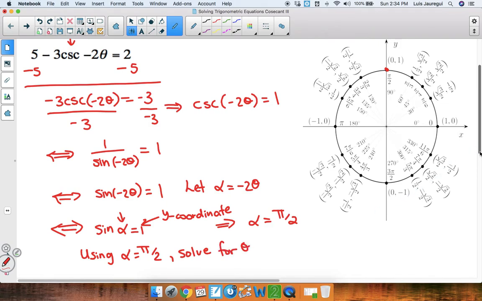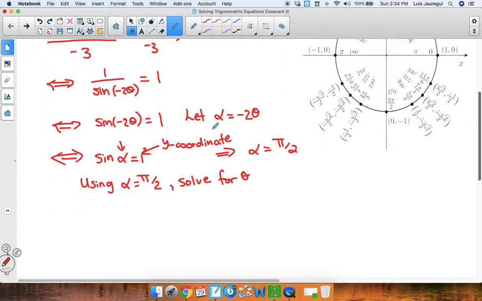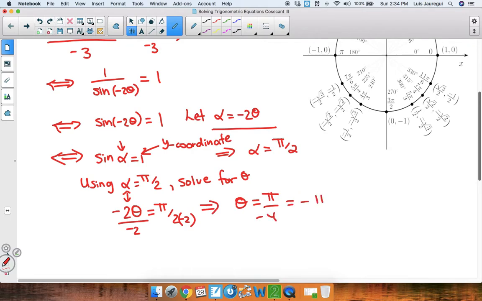Okay, so let's go ahead and use the previous definition, so we can say that negative 2 times theta is equal to pi over 2. Why? Because alpha is exactly the same as negative 2 theta. Now let's divide both sides of the equation by negative 2, so we can get the actual value for theta. In this case, we get that theta is equal to pi over negative 4, or simply negative pi over 4. Now this angle is not on the interval from 0 to 2 pi.